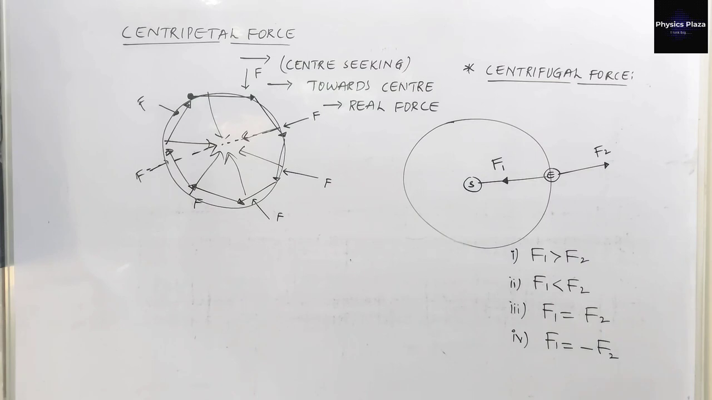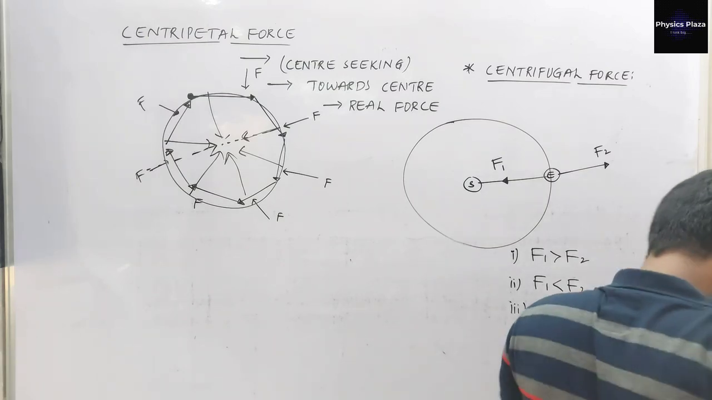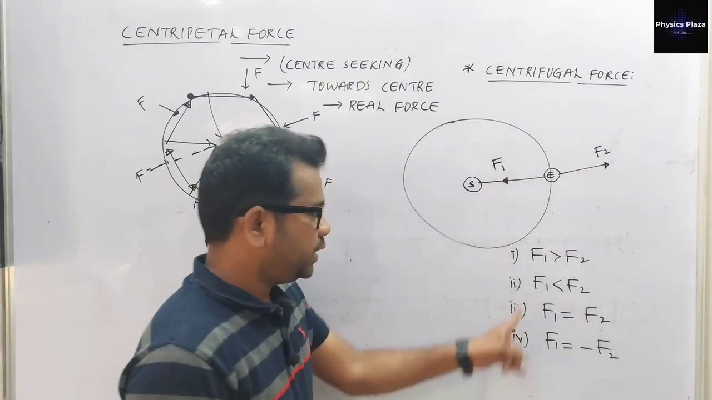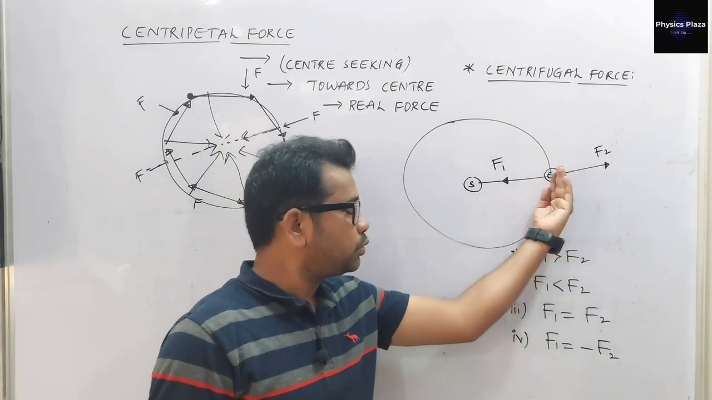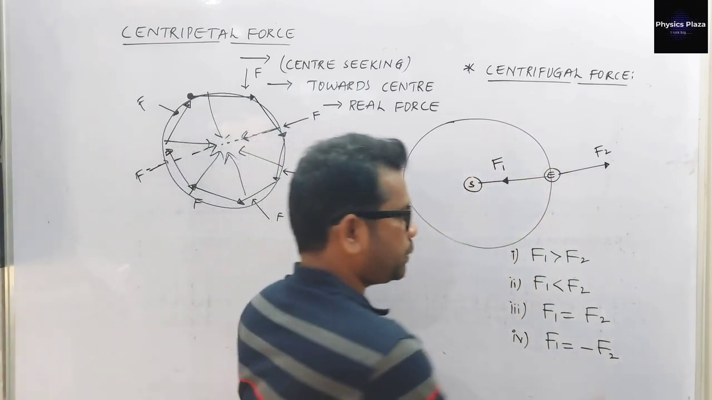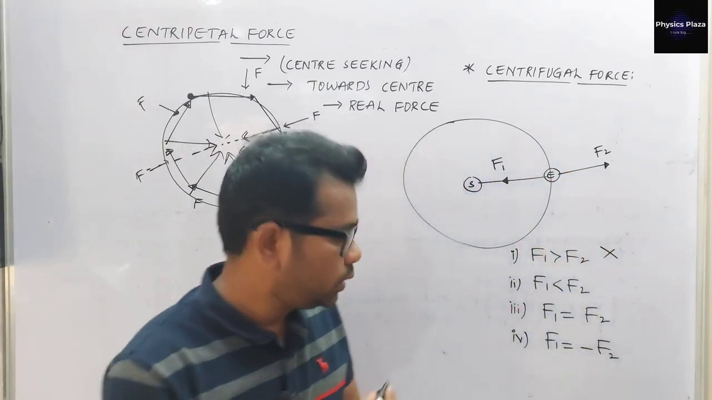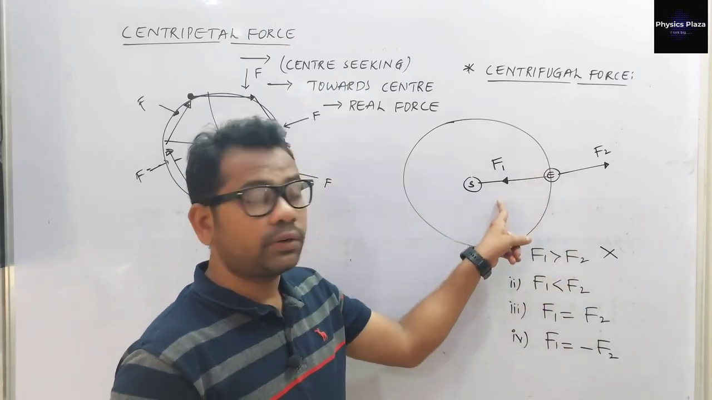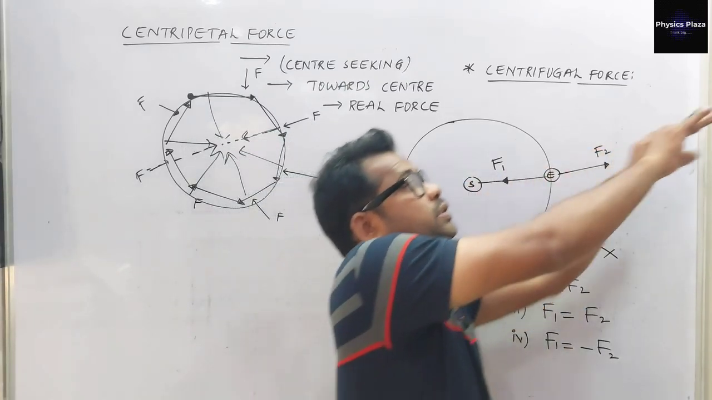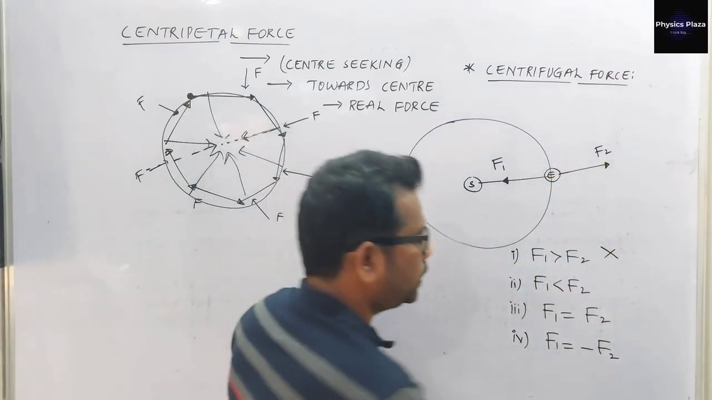So, the four options: F1 is greater than F2, F1 is less than F2, F1 is equal to F2, F1 is equal to minus F2. Let us check which option is correct. Children, if F1 is greater than F2, what would happen? The earth should come towards the sun. Does it happen? No, it is wrong. Second one, F1 is less than F2, which means F2 is greater than F1, so the earth should go away from the sun. Is it happening? No, it is also wrong.